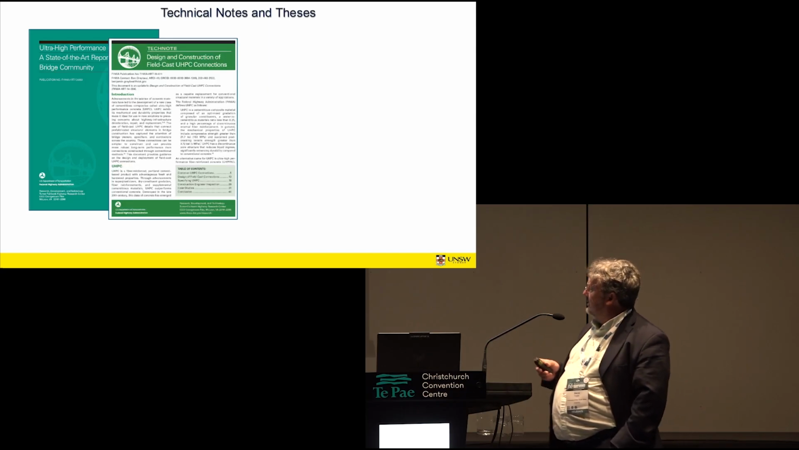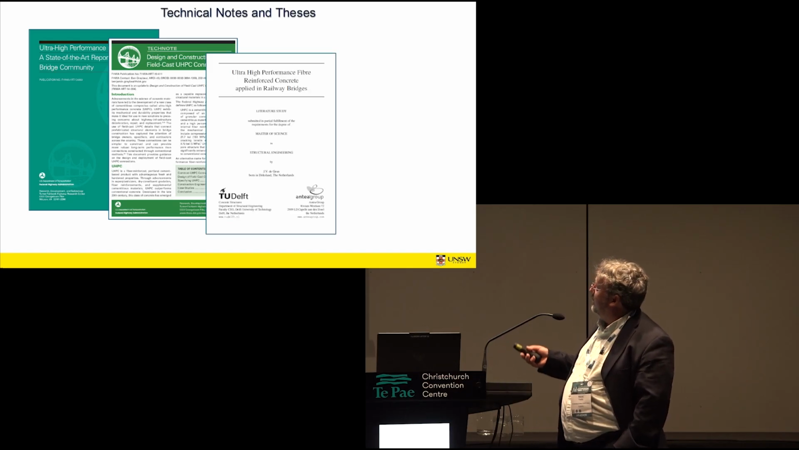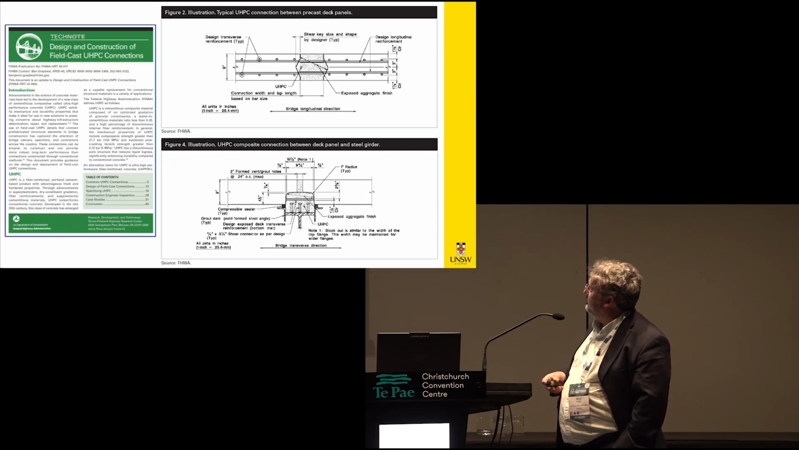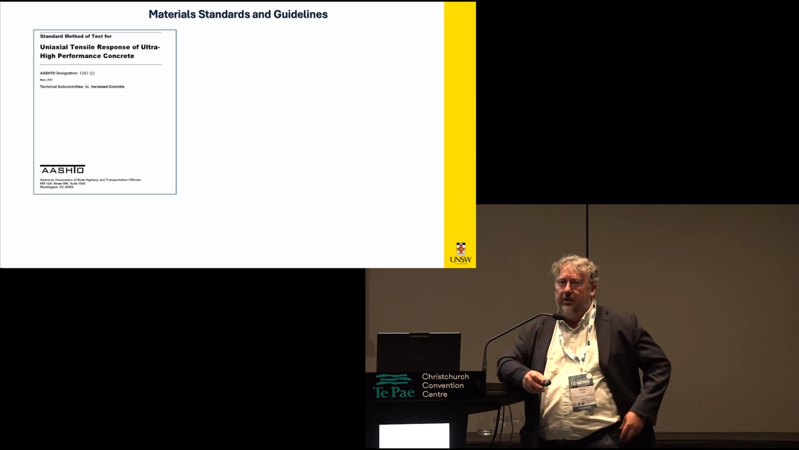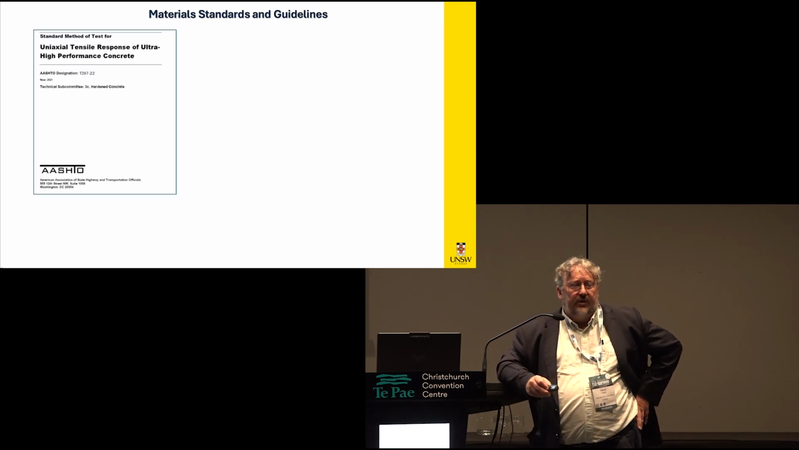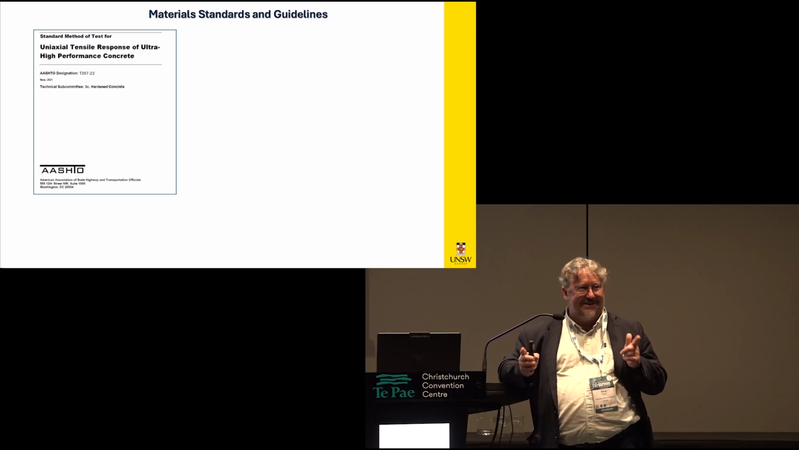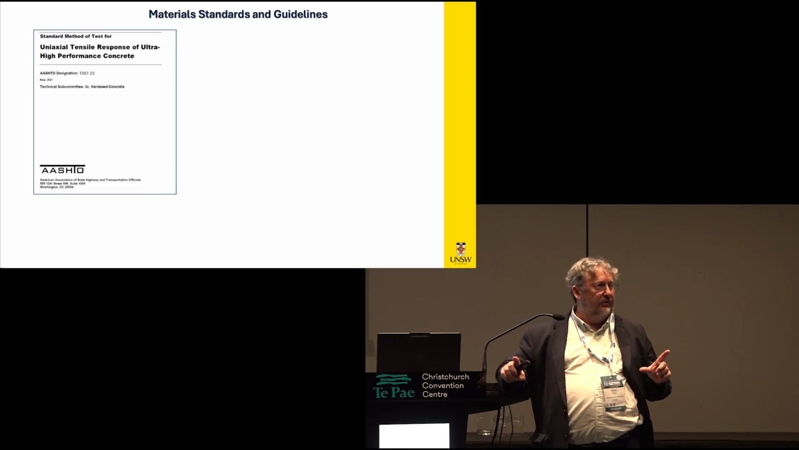And the US Department of Transportation has a number of documents, and I'm quite happy for these to be shared later on, if you like, showing how to use these different materials and the like. Material standards and guidelines, except AASHTO. This is a really important document because it's one of the first standards that actually standardises the test for calculating that direct tension. It's really important they do that.